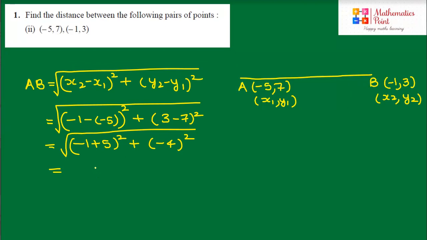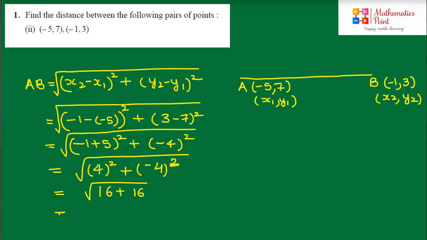So 5 minus 1, that is 4. 4 square. What is minus 4 square? Okay, I'm going to write it as such. In the next step, we will open the squares. The square of 4 is 16. What is the square of minus 4? That is also 16. Under the square root, we will get equal to 32.